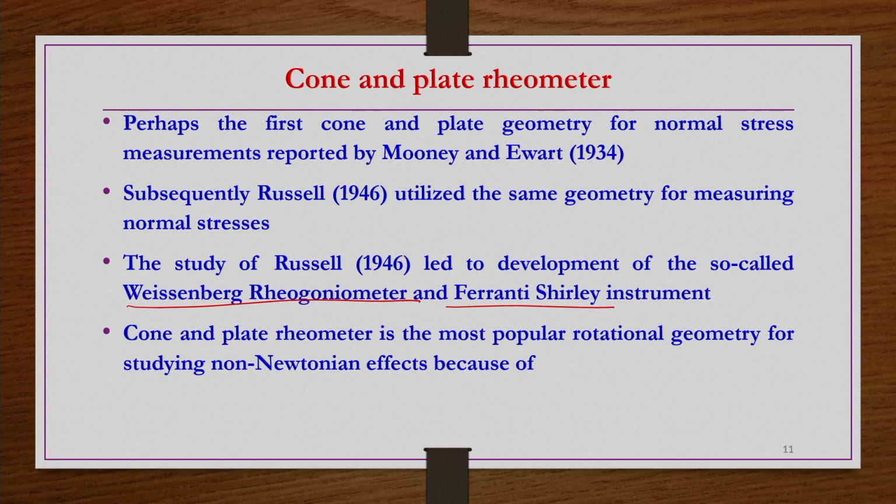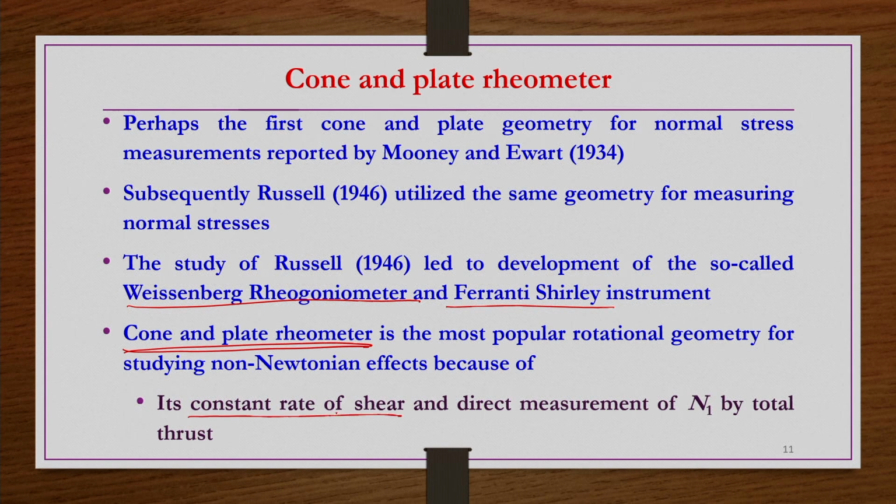In the current scenario, the cone and plate rheometer is the best option if you want to know the rheological behavior of non-Newtonian fluids. Why? One reason is the constant shear rate. In this geometry, you can maintain the shear rate constant, and also get direct measurement of the first normal stress difference by the total thrust. Because of these two reasons, this is the best rheometer for studying the rheology of non-Newtonian fluids. Now we are going to see how to develop the equations.